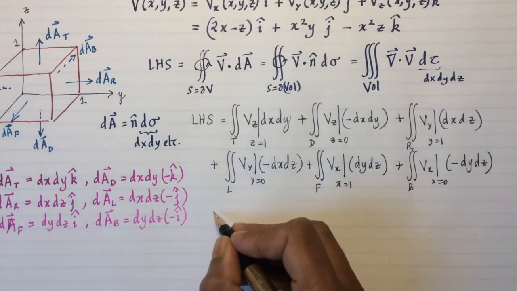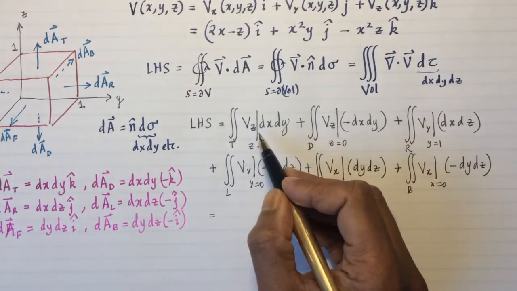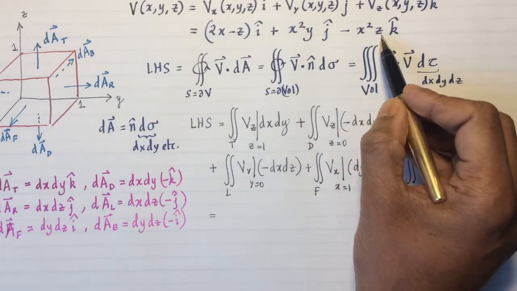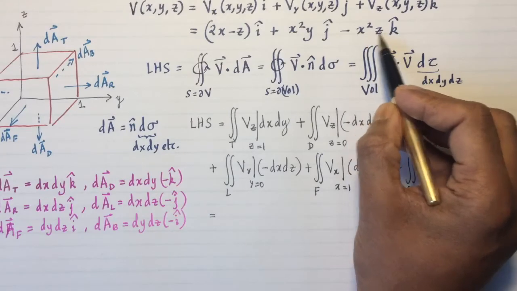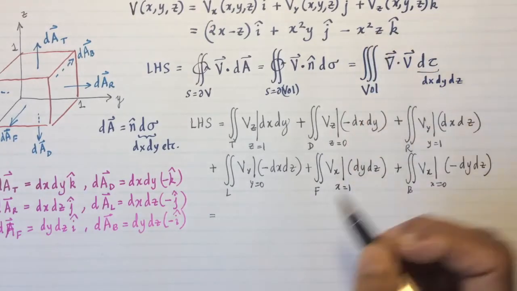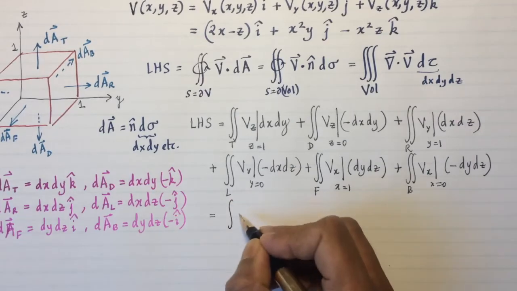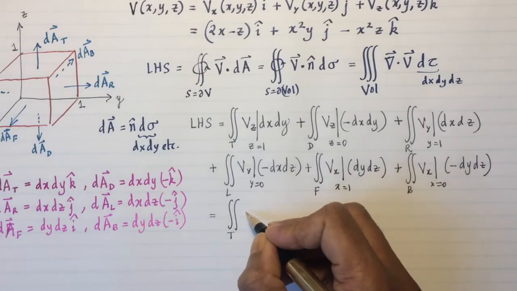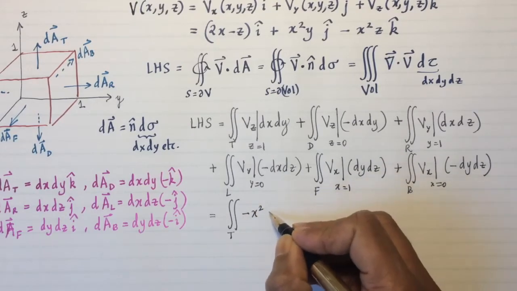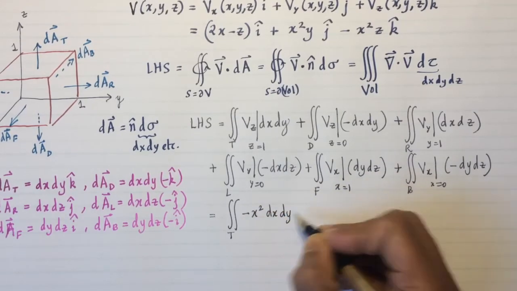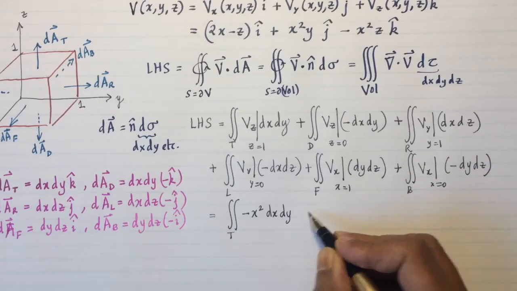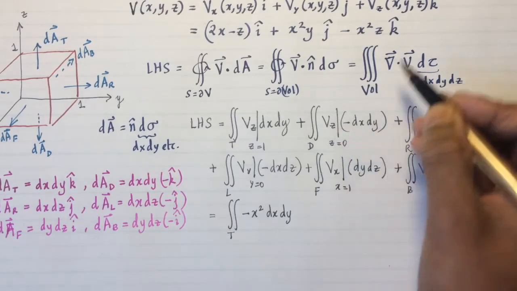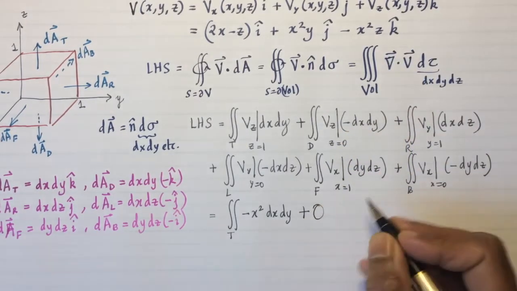Let's do that. First of all, vz is x squared z. So vz at z equals 1 means you just get x squared. So that's going to be the integral over the top surface, x squared dx dy. Now what about this one at z equals 0? At z equals 0, vz is simply 0. So this doesn't contribute at all.